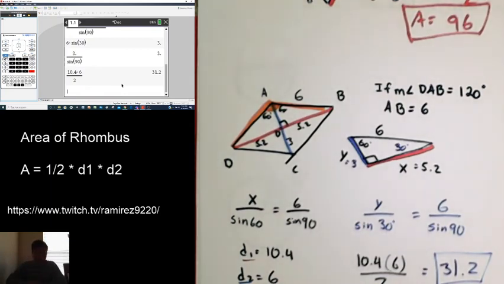And that's how you find the area of a rhombus. Very similar to the kite, just that now we're going to take into consideration angles at times and be prepared to do either law of sines or SOHCAHTOA.